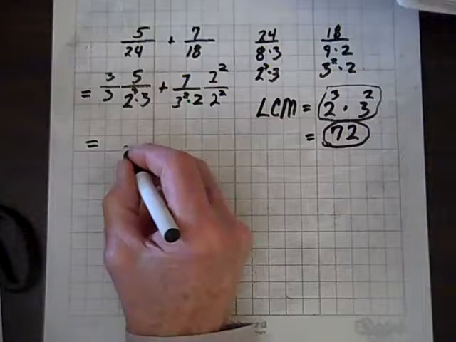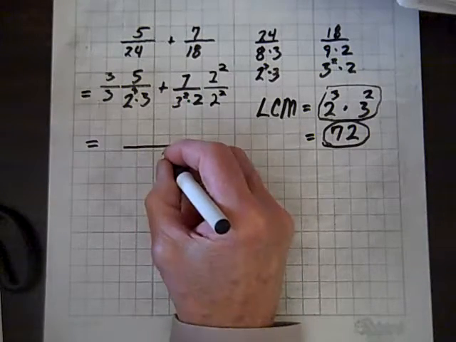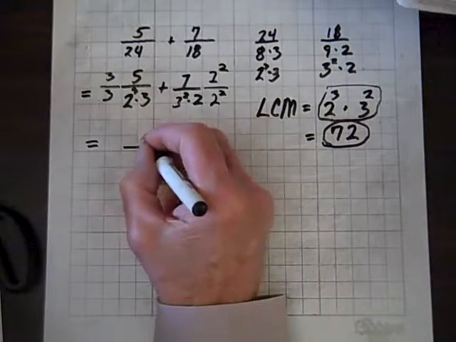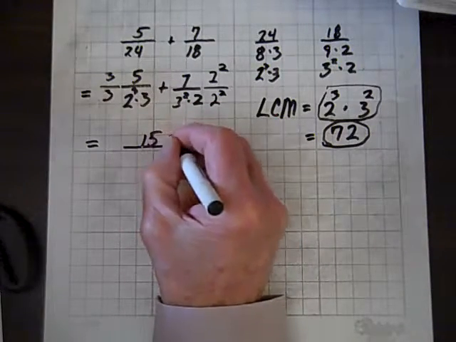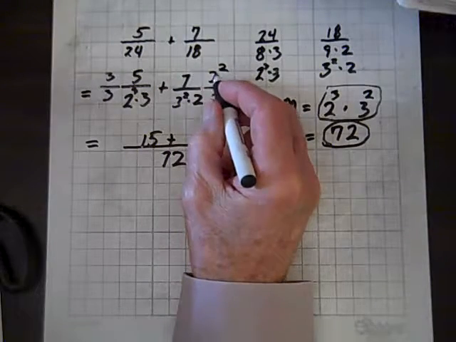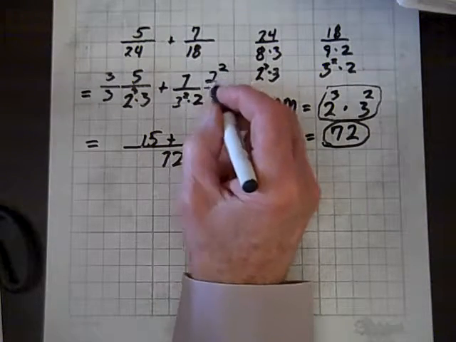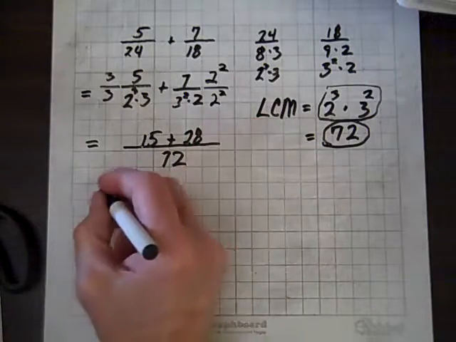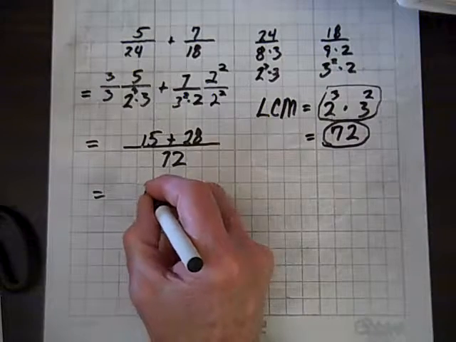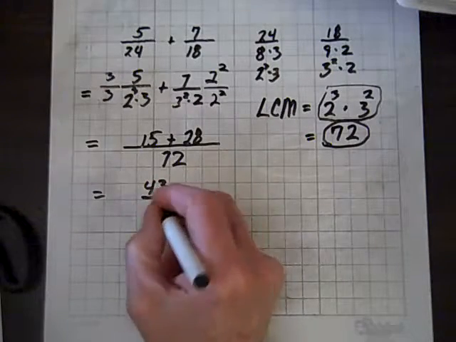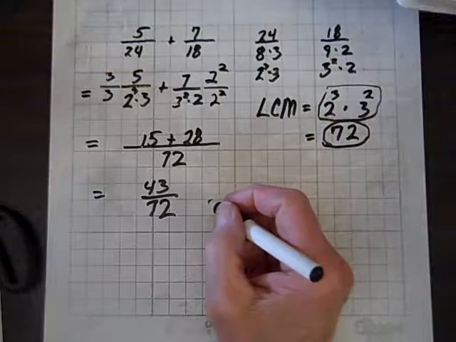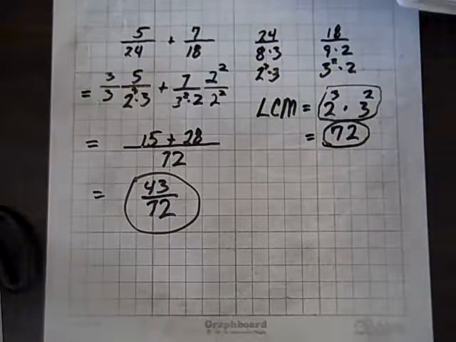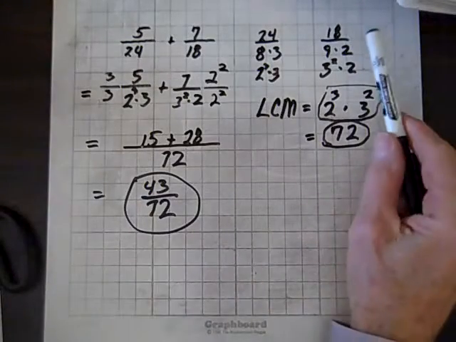So now, there's our 72. We don't need to write it in factored form anymore. And 3 times 5 is 15, plus 7 times, and that's 2 squared, isn't it? That's 7 times 4, so that's going to be 28. And now we add those up and we get 43 over 72, and nothing's going to divide out. And so we're done.